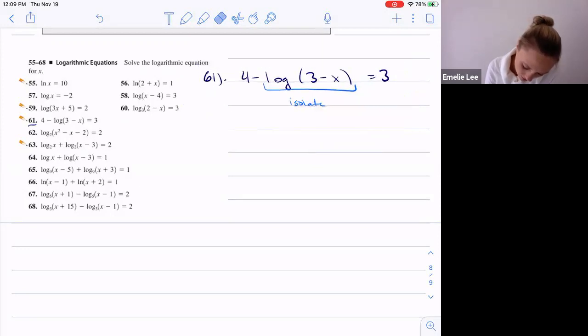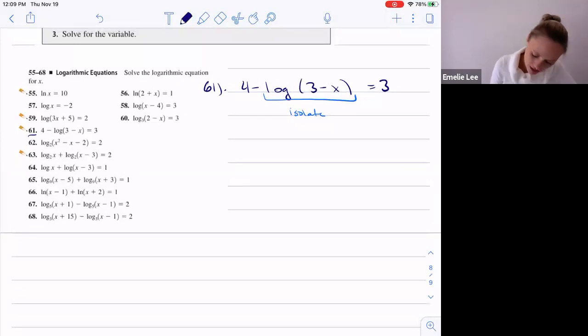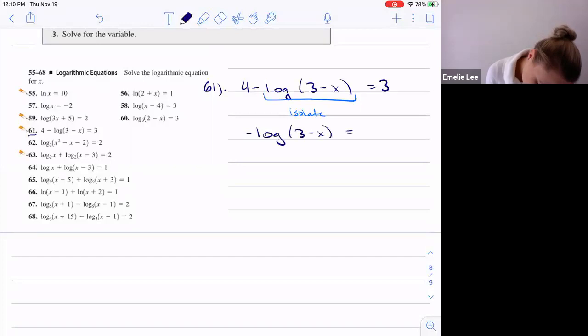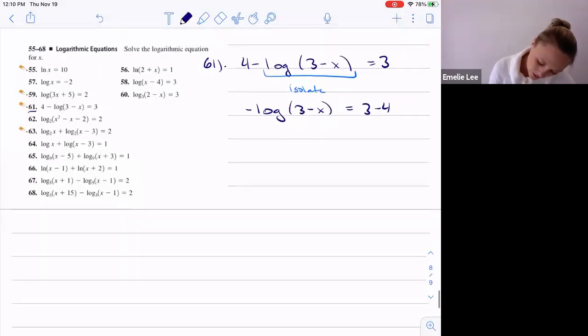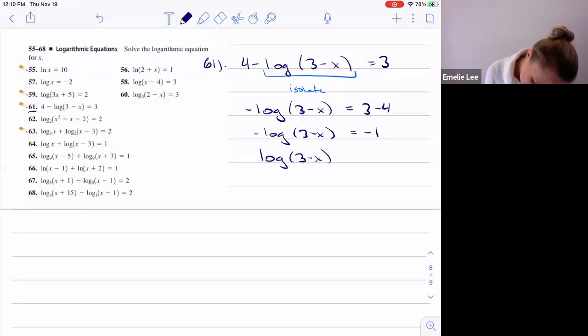I'm going to give myself a little bit more room here. What I'm going to do, let's just work through it like we would normally. So the negative log of 3 minus x is 3 minus 4. So that means that the negative log of 3 minus x is negative 1. I can divide both sides by negative 1, multiply by negative 1. It doesn't matter how I get rid of that negative. I can just drop them. That's not really what you're doing. You're multiplying by negative 1. So we get log of 3 minus x is 1.